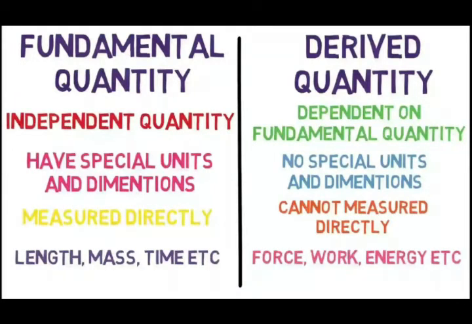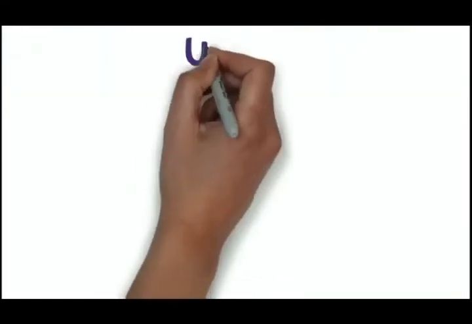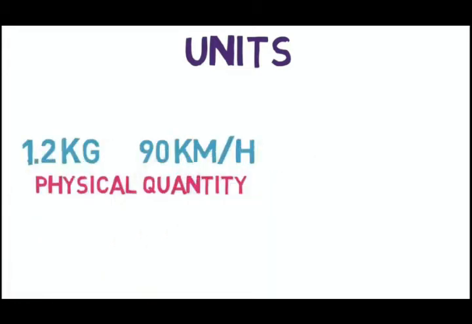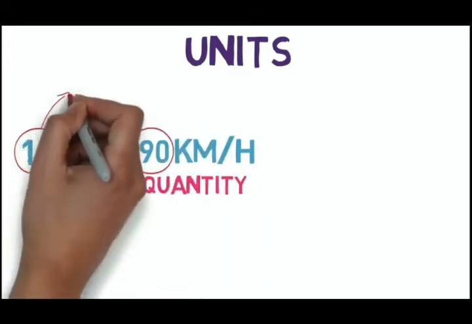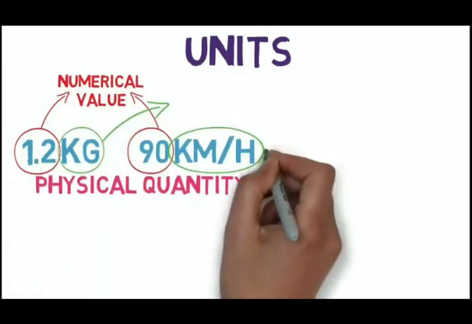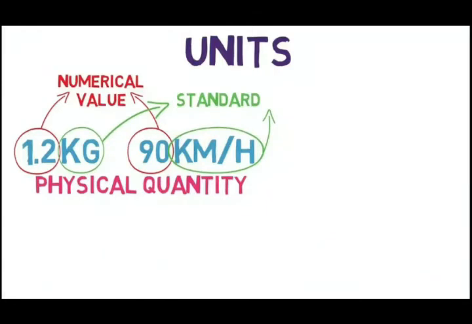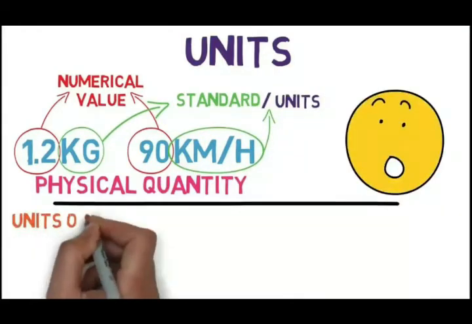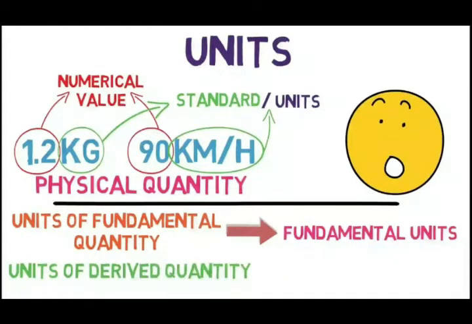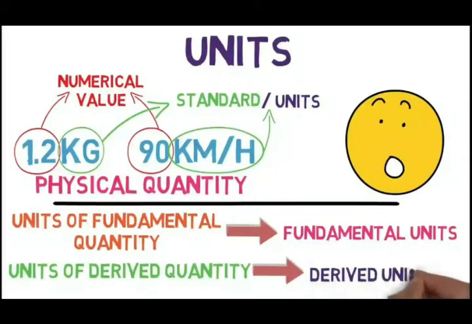Moving to our next topic, units. For measuring a physical quantity, we need two important factors. Firstly, a numerical value, and next, standards. And these standards are known as your units. Units of fundamental quantities are known as fundamental units. Units of derived quantities are known as derived units.